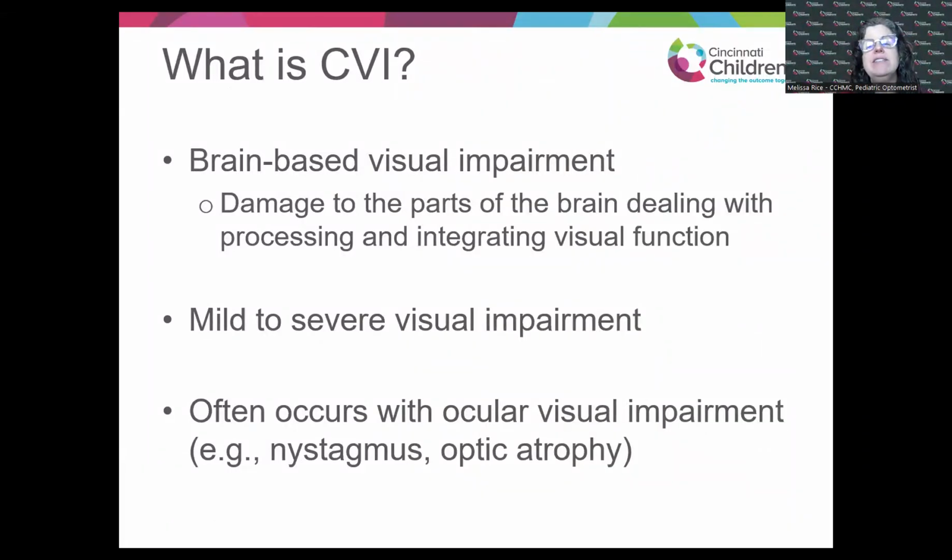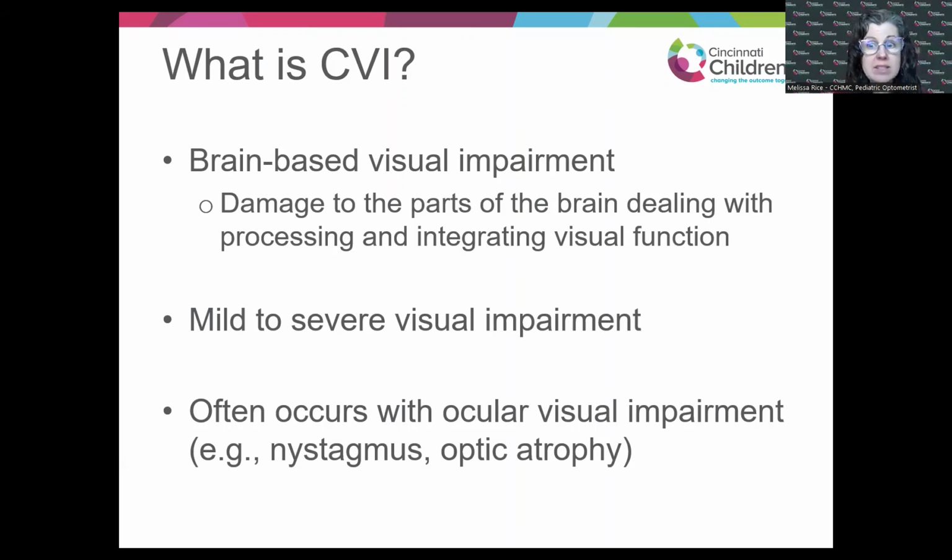Okay, so CVI is a brain-based visual impairment. It's damage that occurs to the parts of the brain dealing with processing and integrating visual function. It can be very severe, where you see a child staring at lights or they have minimal visual responses. And it also can be very mild, where they don't really have impact until school age, when the worksheets get more crowded, and there are more issues with the clutter.